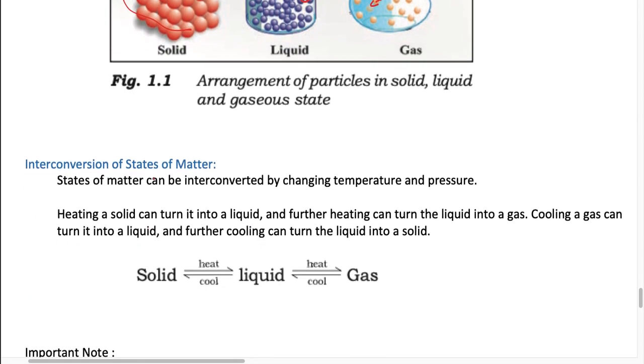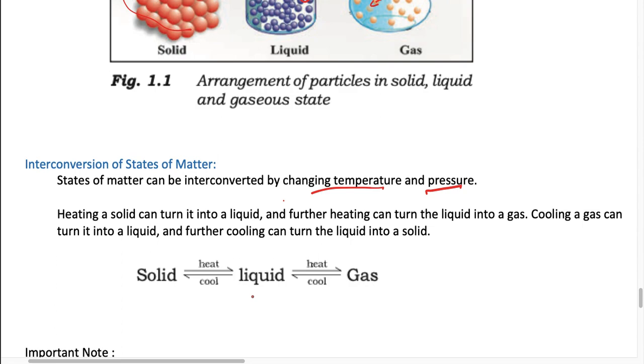So let's see the interconversion of states of matter. The state of matter can be interconverted by changing temperature and pressure. Heating a solid can turn it into a liquid, and further heating can turn the liquid into gas. And cooling a gas can turn it into liquid, and further cooling can turn it into solid.